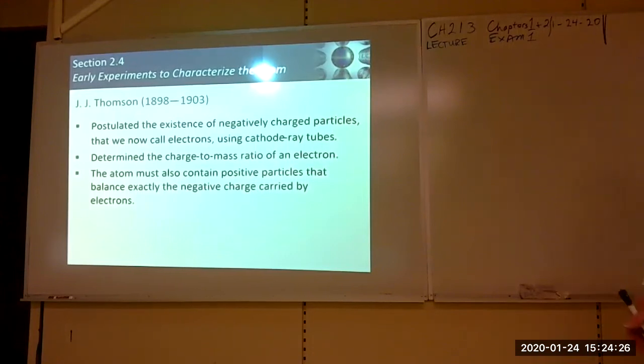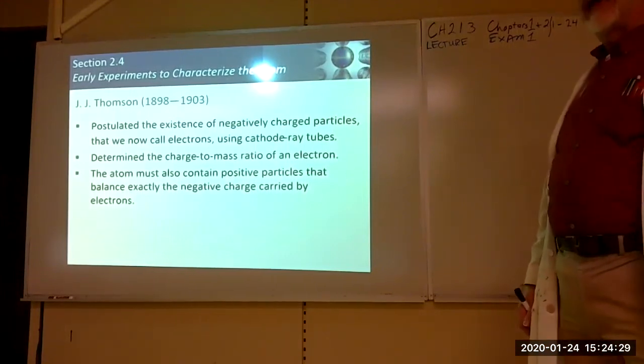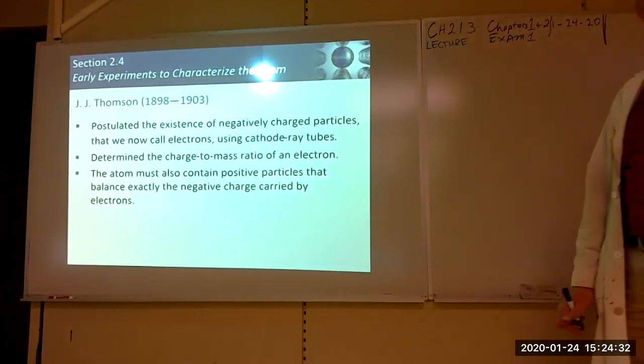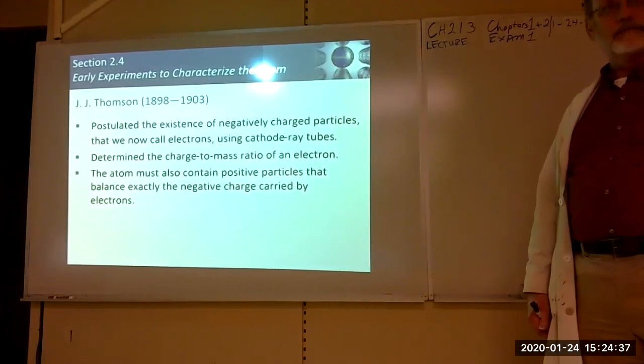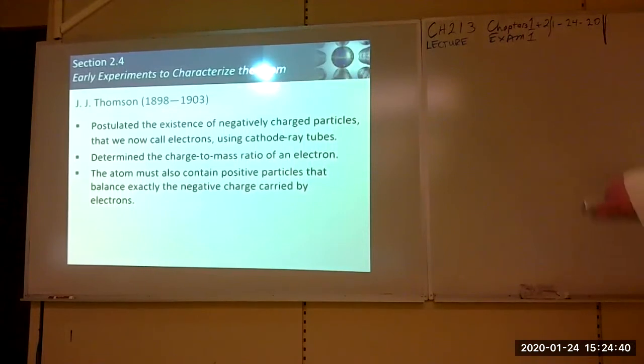And he started by postulating a sub-elementary particle that was present in every atom of every element. A negative charge. And he actually determined the charge to mass ratio of the electron. And how is it related to, say, the other elements? He said, okay, it's about 1,800 or so times less massive than the hydrogen atom.